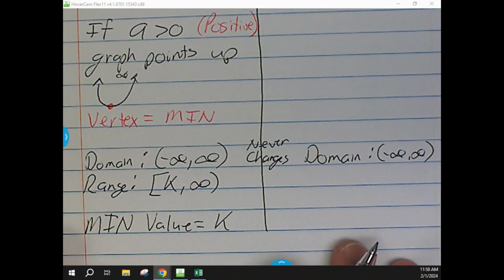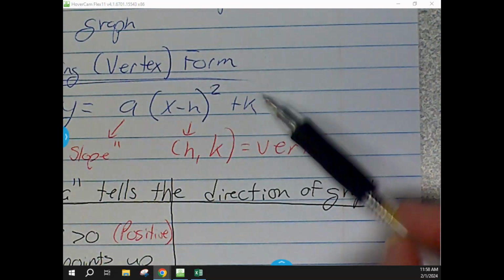So just like we did with absolute value, when we find out what the max and the min was, this one's that same thing. If it's at the bottom of the graph, that's the minimum. And if they ask you what's the minimum value, it's the second number, the number that's on the outside of the parentheses here.